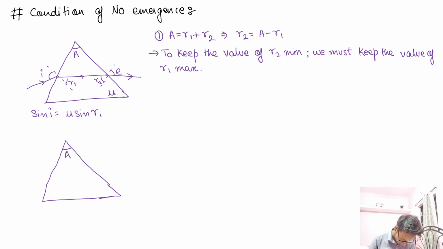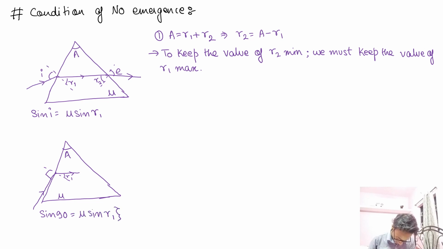So this is the prism angle. Let's draw this triangle a little better. Maximum value is 90 degrees. Assume this ray to be 90 degrees. So after refraction into the prism, this R1, by applying Snell's law, can I say 1 into sine 90 is equal to mu into sine R1?